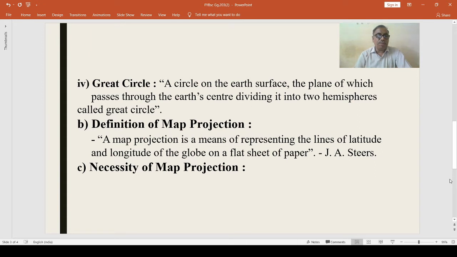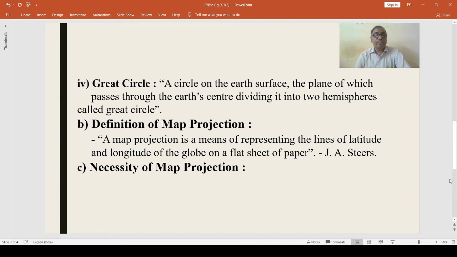Any two opposite meridians make a complete circle and are a great circle. The equator is also a great circle. The great circle routes are the shortest routes. Aircraft and ships generally travel by the great circle routes.